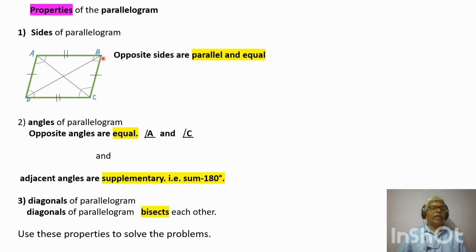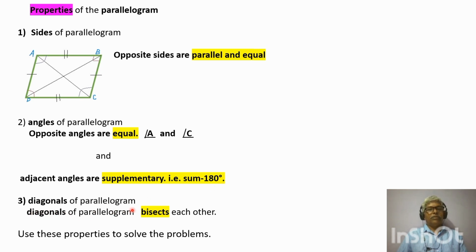So these are adjacent angles. B and C are adjacent. D and C are adjacent. A and D are adjacent. A and B are adjacent. The property is, if you add the measures of these angles, the sum will be 180. Very simple. And diagonals.